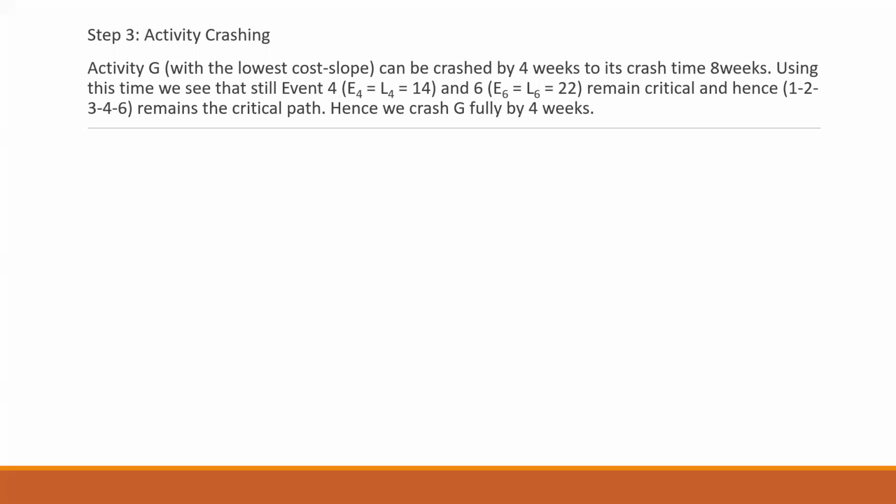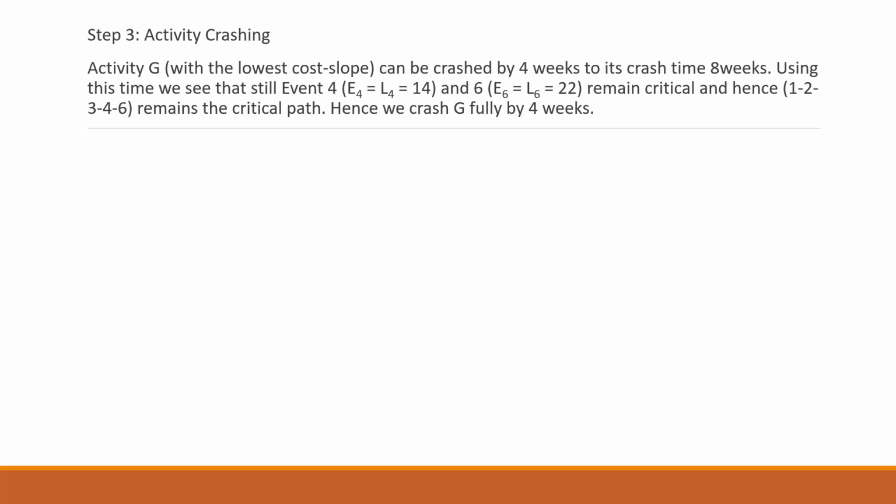Okay, and after crushing it by 4 weeks, we still get the same critical path, and that's the reason we will crush the activity G by full 4 weeks. It can happen that the critical path changes and it does not remain the same. In that case, we should reduce the crush time. Okay, so instead of crushing it by 4 weeks, we can check it with 3 weeks or 2 weeks or 1 week. It's up to you.